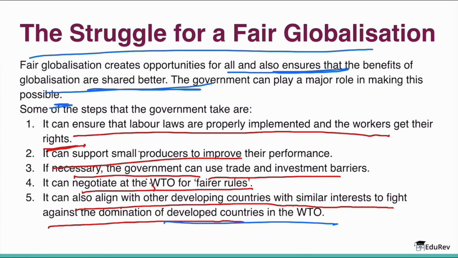So I hope you have understood what globalization is. I hope you have understood what MNCs are and how the working of MNCs is enabled, what the World Trade Organization is, the impact of globalization on India, and finally the struggle for a fair globalization. So I hope you have understood it.